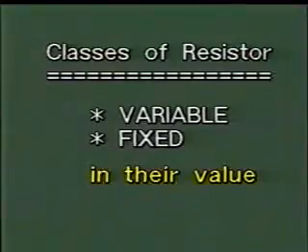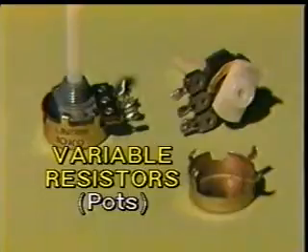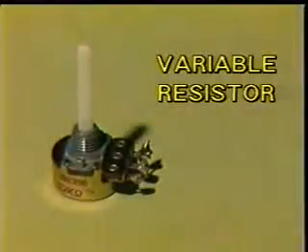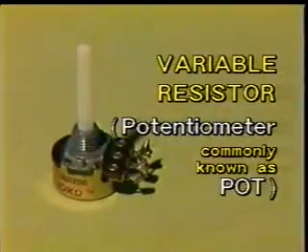Resistors are of three types: variable, fixed, and special. However, they belong to either of the two classes, variable or fixed in their value. In electronic circuits, it sometimes becomes necessary to adjust the values of current and voltage. For example, it is often desired to change the volume or loudness of sound, the brightness of a television picture, etc. Such adjustments are done by using variable resistors. A variable resistor is also referred to as a potentiometer, commonly known as pot.